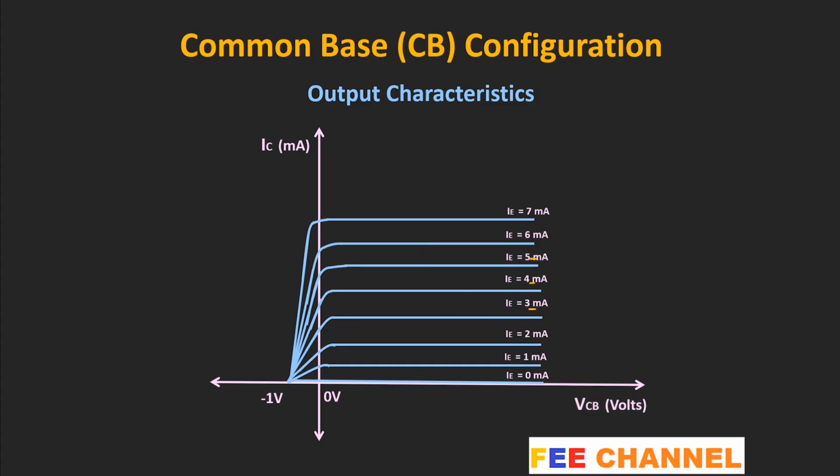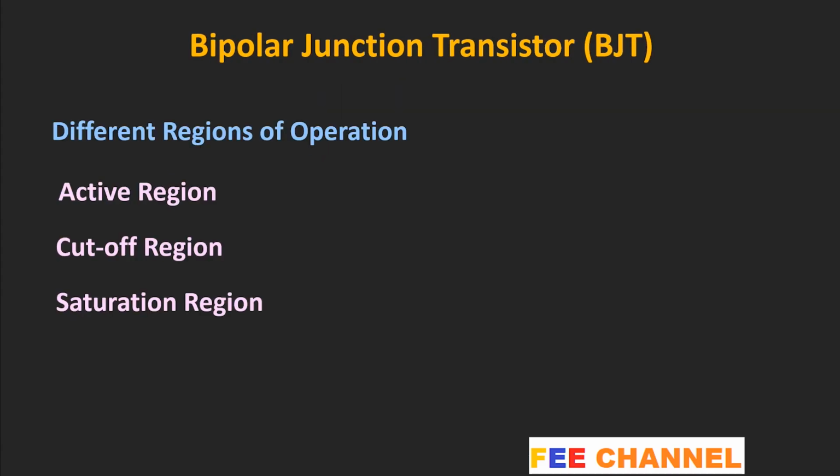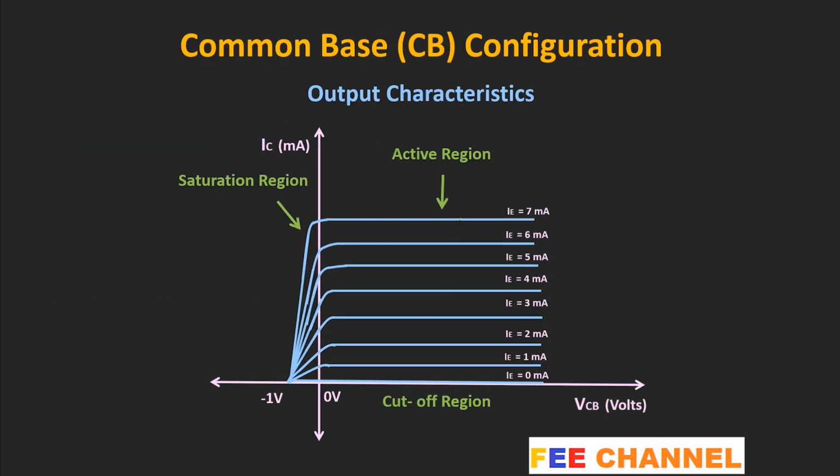So here the different curves are shown for different values of the emitter current. And as you can see, as the emitter current increases, the collector current also increases linearly. Now in this curve, there are three regions: the active region, the cutoff region, and the saturation region. So, one by one, let's talk about all these three different regions of operation. So, as you can see, in case of the active region of operation, even if we increase the collector to base voltage, then also the collector current almost remains constant.